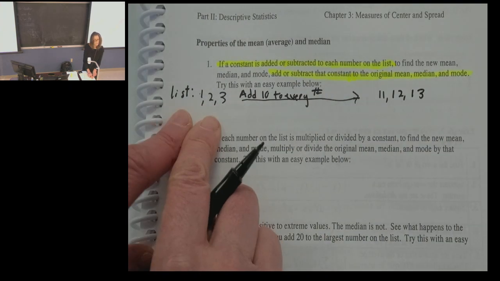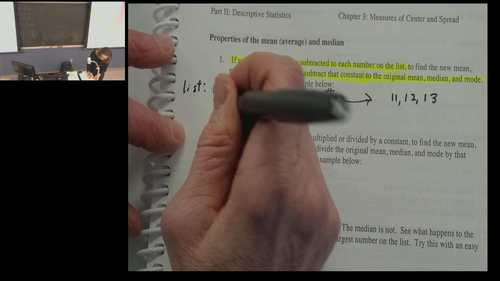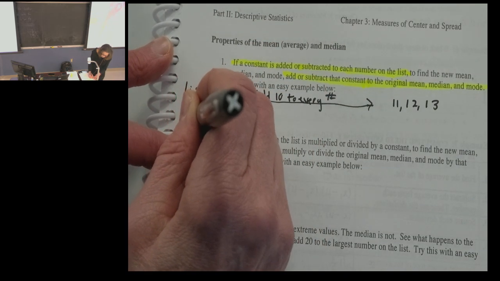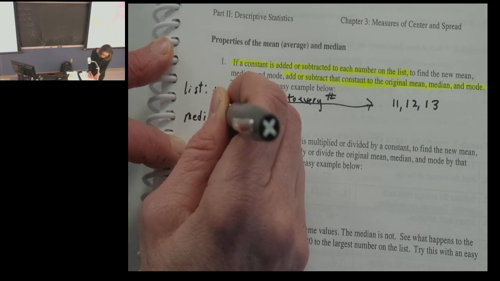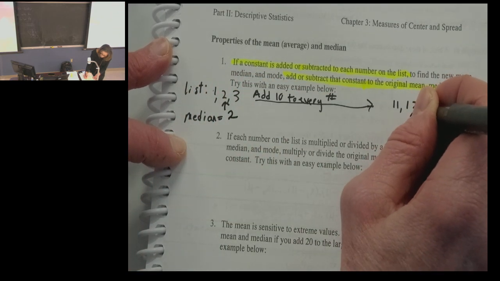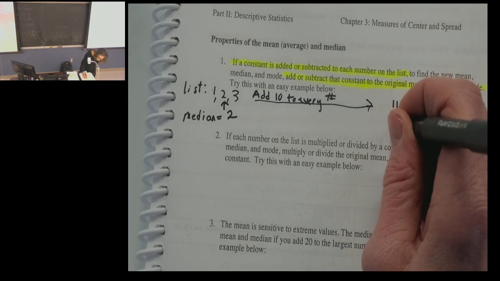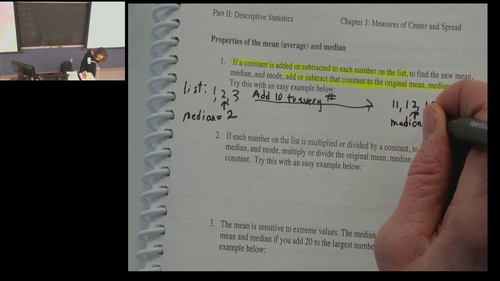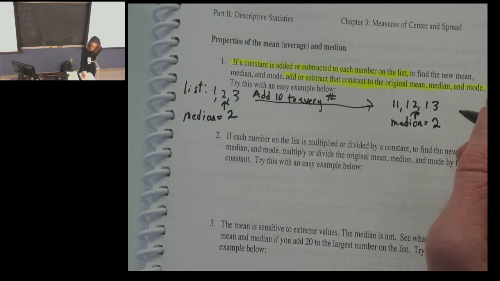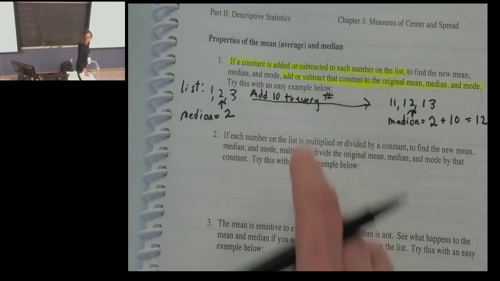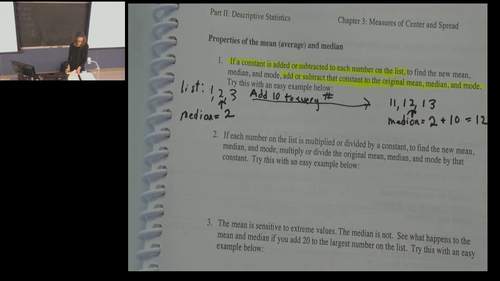Okay, so now you can see here first we can do the median. The median's just the middle number. So our original median is 2, and you can see that our median now is just 10 more. It's 12. So our median is equal to our original median of 2 plus 10 more, which is 12. So that's what we're doing. If you add 10 to every number, then the median and the average get added by 10.